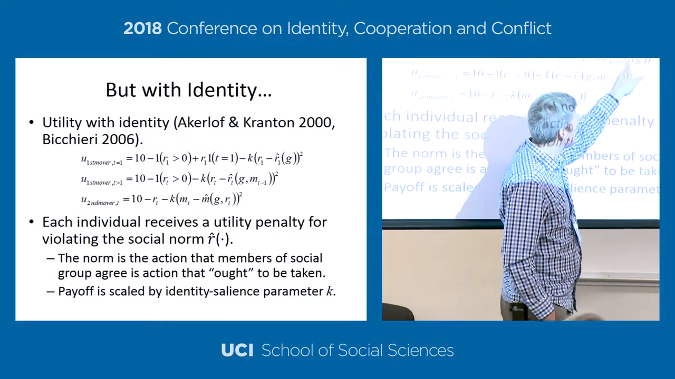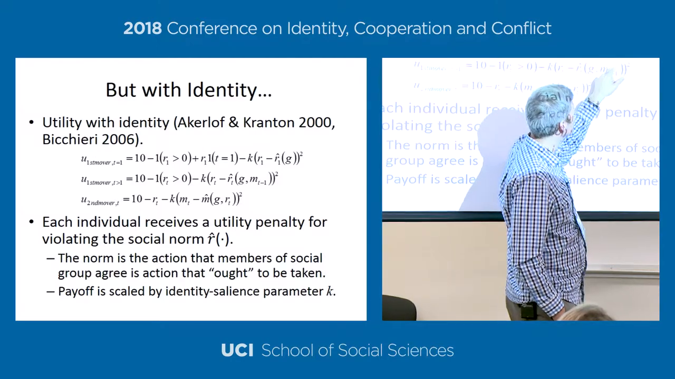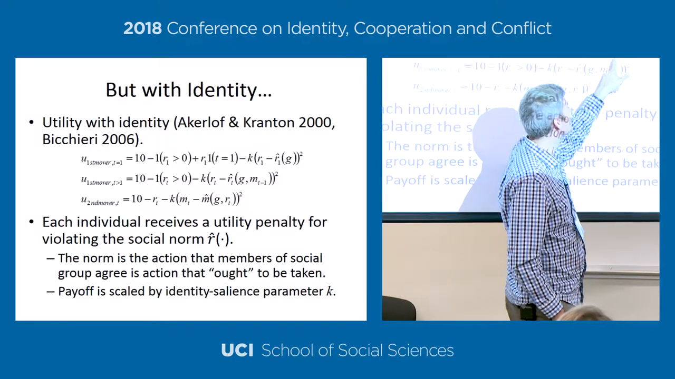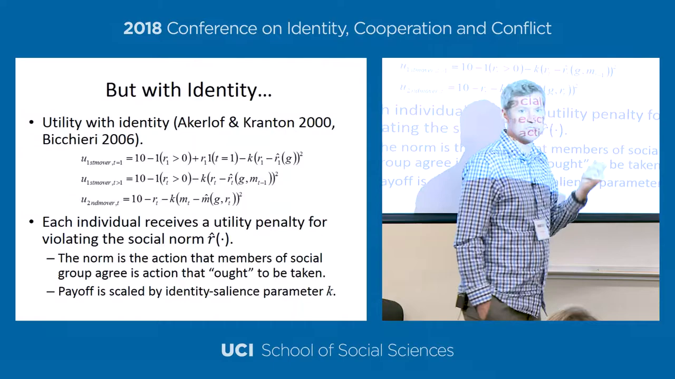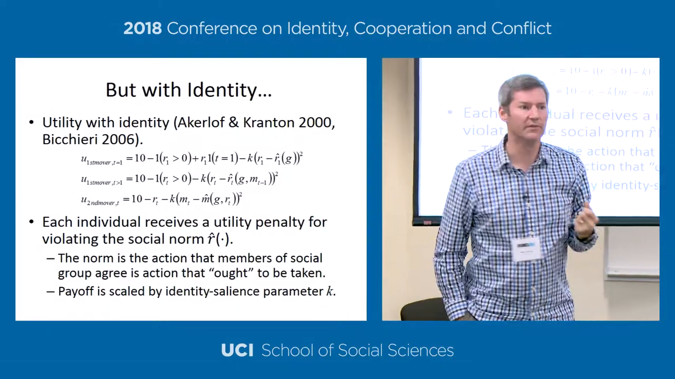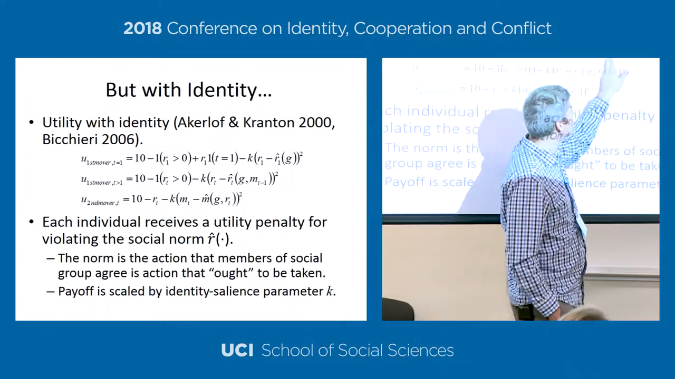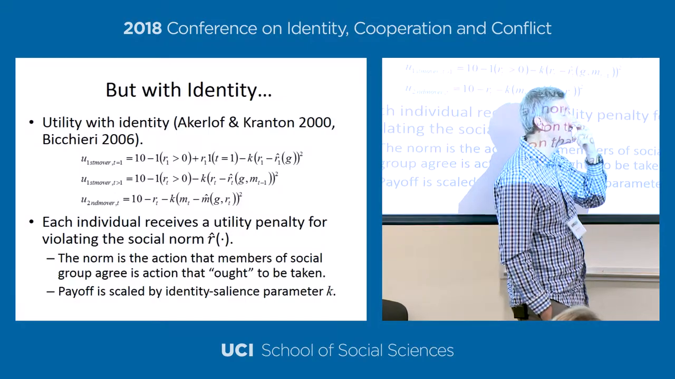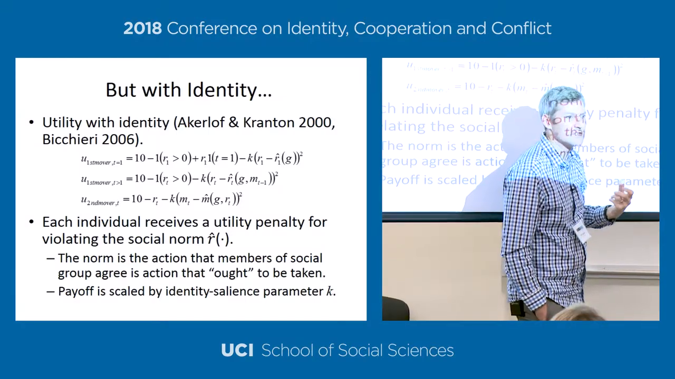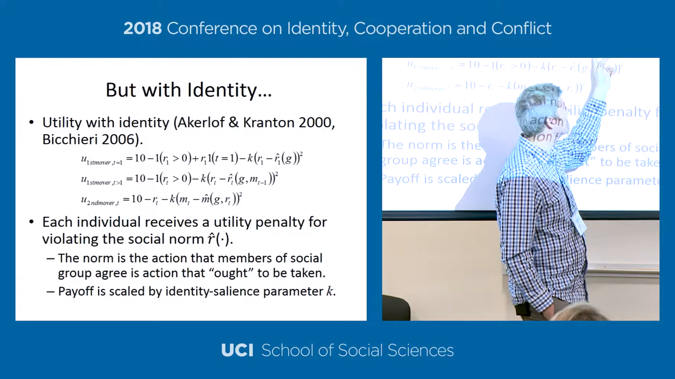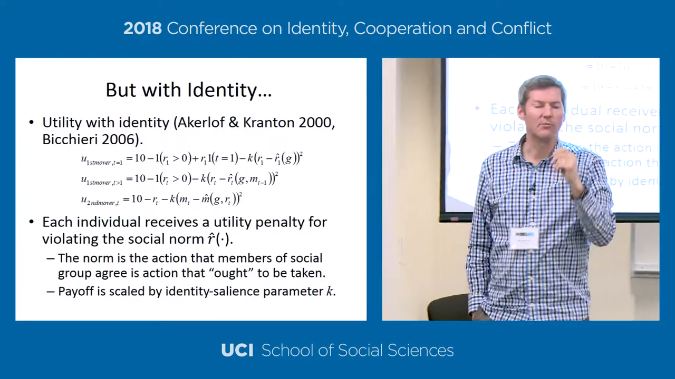So this is what you're supposed to do. This is what you actually do. This is how much you remove from the other person. And then this K captures the salience you place on this, so that the greater the difference your actual behavior is from what you're expected to do as a member of this group, there's some penalty for deviating from that.